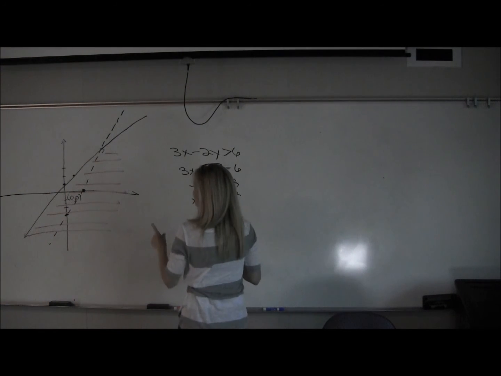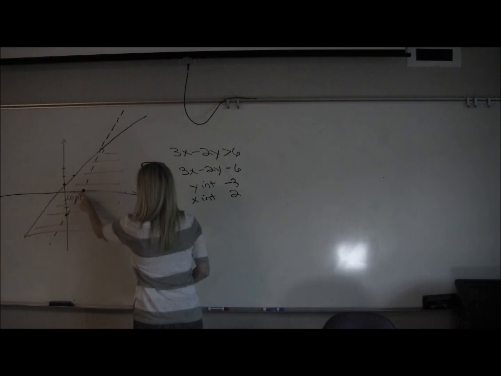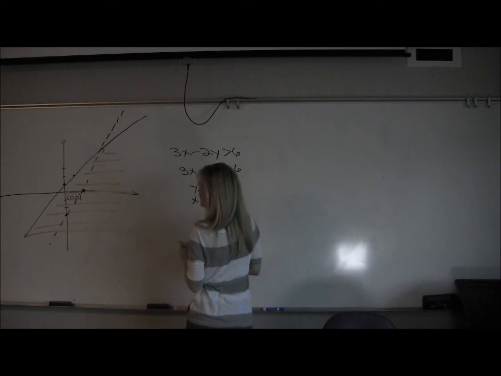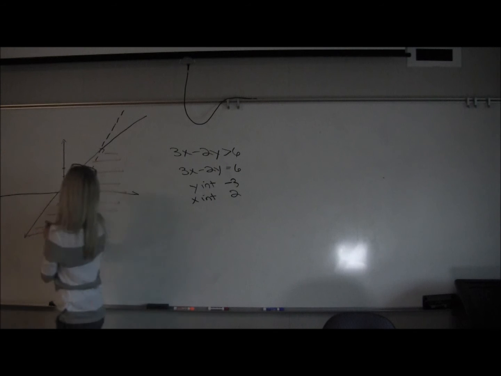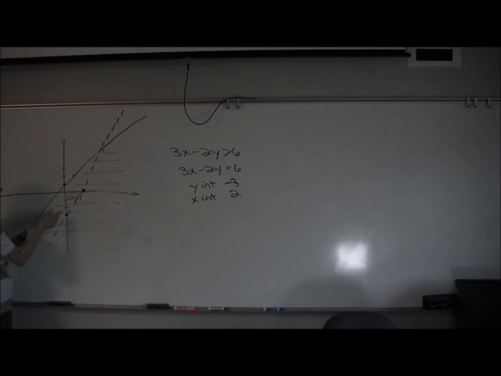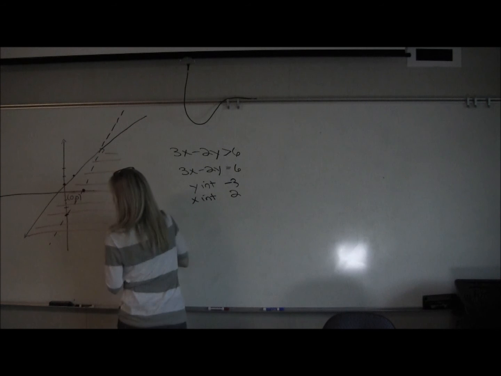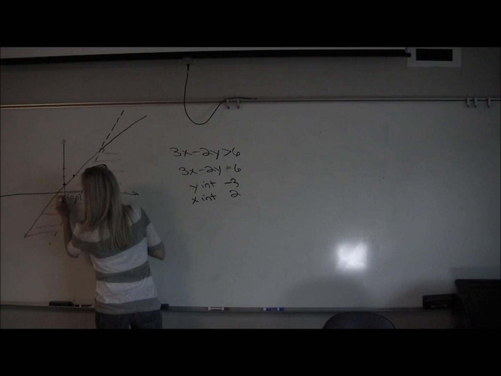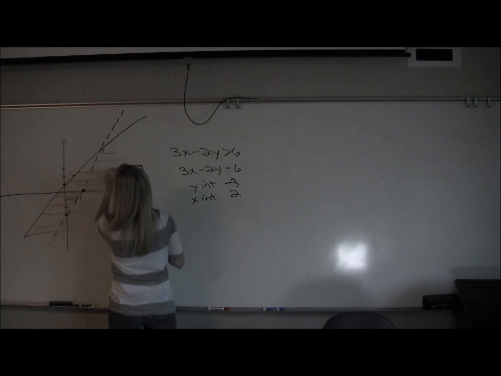Now, first I need to figure out which side to shade. So I'm going to pick a test point. Now notice, 0, 0 is not on my line, so I'm going to pick this test point. If it works for that inequality, I'll shade on the side with 0, 0. If it's not true, I'll shade on the side that doesn't have 0, 0. Let me fix my orange lines just so they're very clear that they're from that solid line.